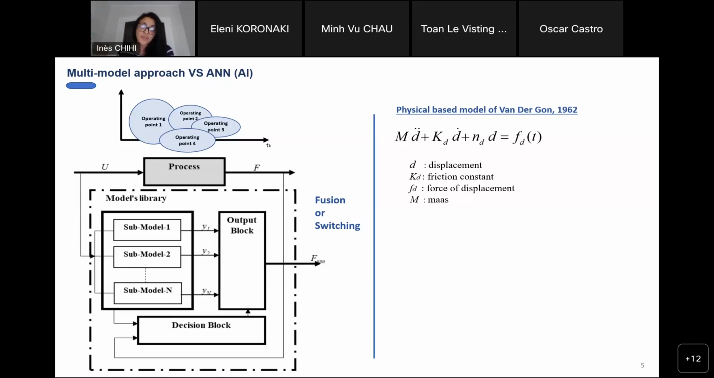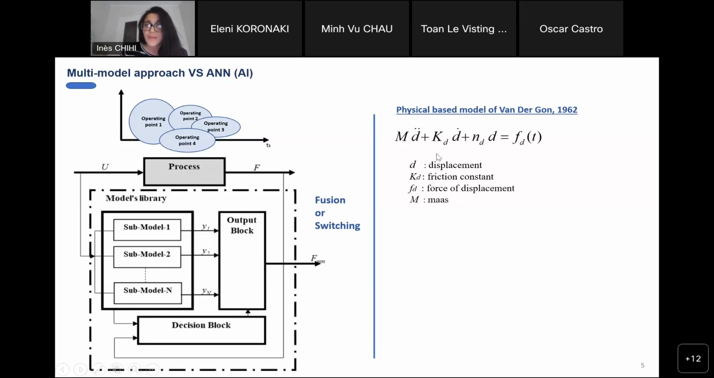Then we have a decision block, and this block communicates with the library and the outputs. This block computes the parameters that the output block will use to define the final output. Okay, so here I just want to give you an example.